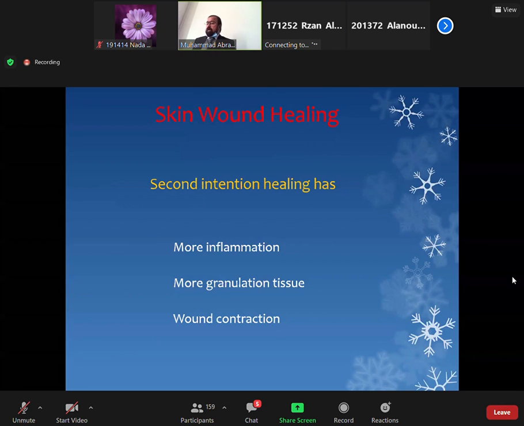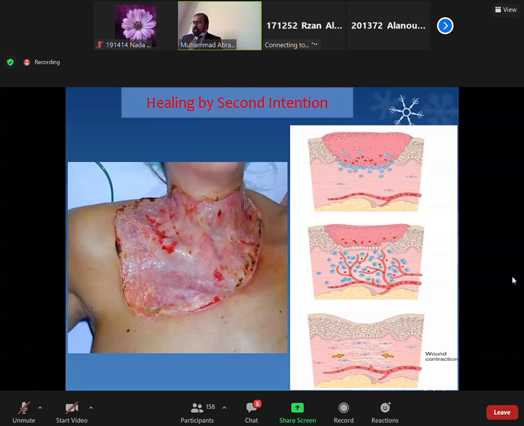So what happens here? More inflammation, more granulation tissue, and wound contraction will be there, which is probably not seen in the primary one. Why? What is wound contraction? Because the wound is bigger, after the repair process it decreases in size to bring the edges as close together as possible, right? Now this is the example. There is a burn wound here.